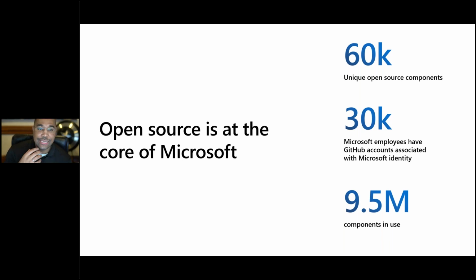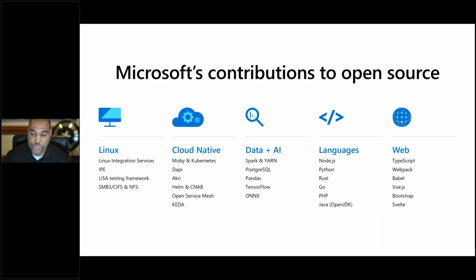We have over 60,000 unique open source components that we work on, and we use over 9.5 million. So we have a vested interest to make sure that the open source community is well looked after from a Microsoft perspective. Microsoft's contributions to open source span operating systems, cloud native development, data and AI, languages, and the web. We are all over the place because in Azure, we provide all this type of resources for you in the cloud. Over 50% of the cores running in Azure right now are running Linux.